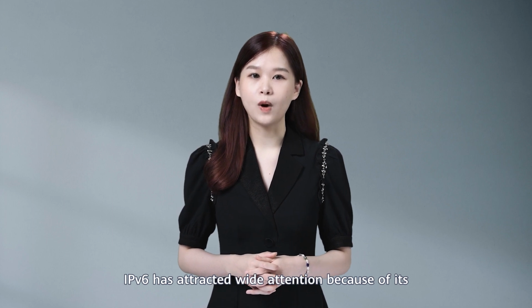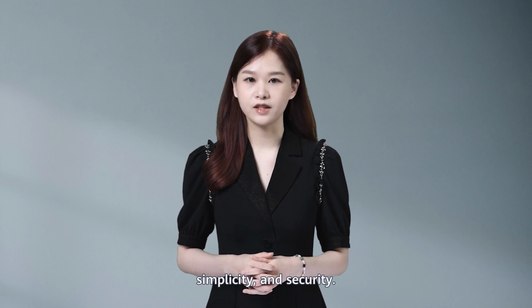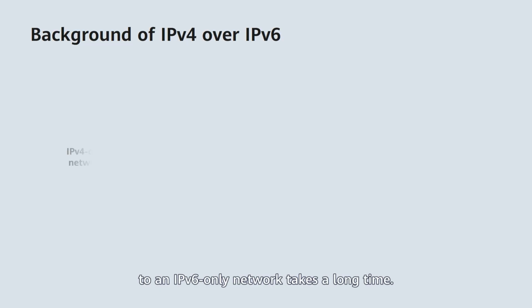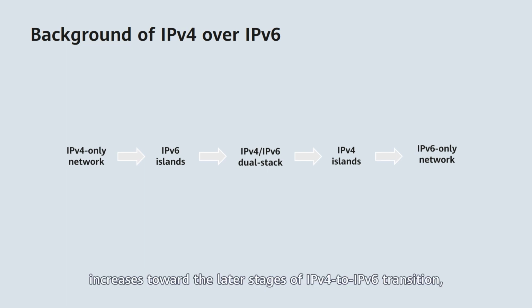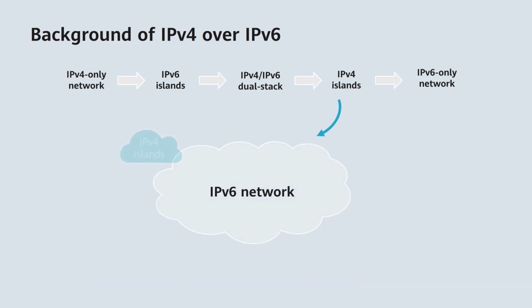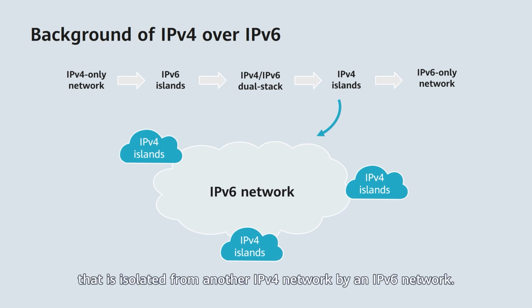IPv6 has attracted wide attention because of its huge network address space, simplicity, and security. The transition from an IPv4-only network to an IPv6-only network takes a long time. The scale of IPv6-only network deployments increases toward the later stages of IPv4 to IPv6 transition, potentially resulting in some IPv4 islands. An IPv4 island is a network that is isolated from another IPv4 network by an IPv6 network.